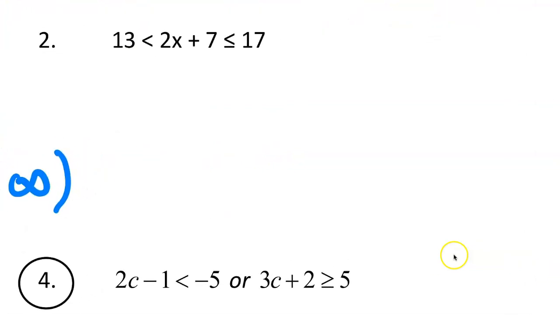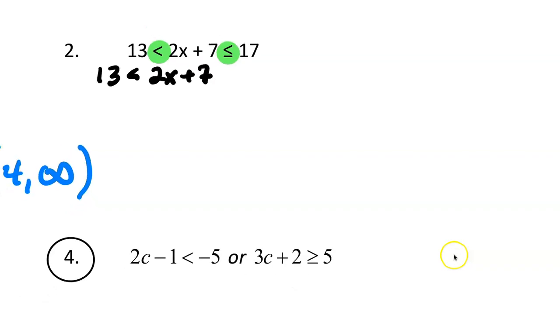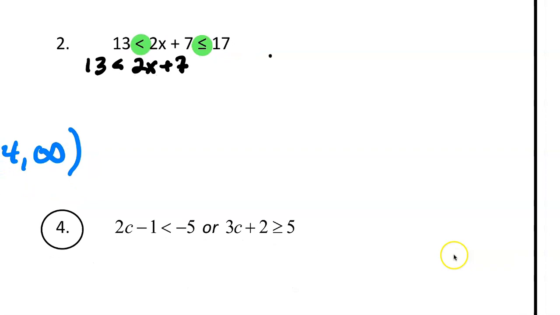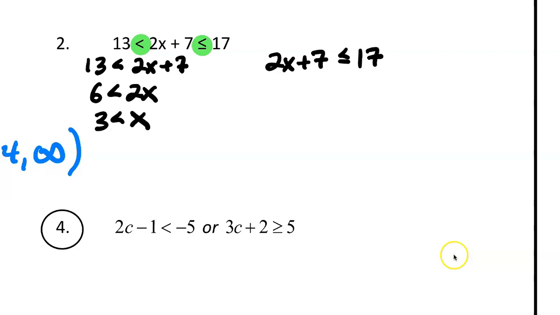Number 2, notice that we have 2 inequalities like that. We can separate them by writing 13 is less than 2x plus 7, and then that 2x plus 7 is less than or equal to 17. I'll show you a second approach in a second, but solve both of those, and we subtract 7 from both sides. That would be 6 is less than 2x. And then we divide by 2, so we get 3 is less than x.